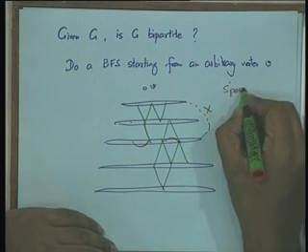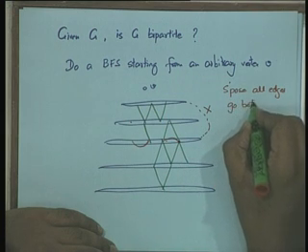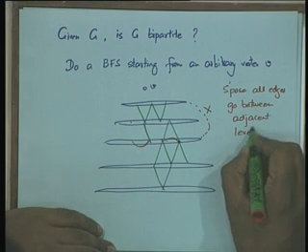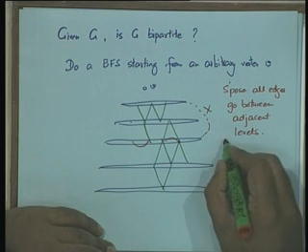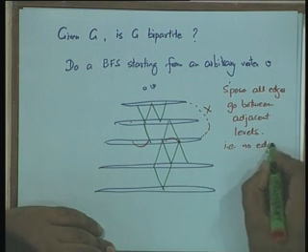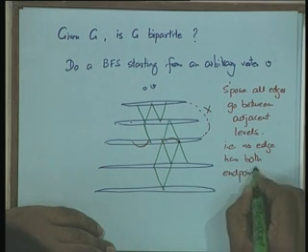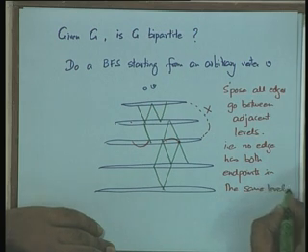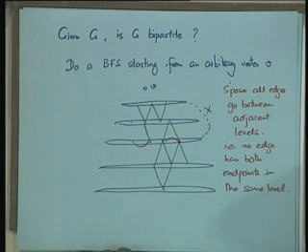Suppose all edges go between adjacent levels. हर एक एज बगल के लेवलों में जाती है, i.e. no edge has both endpoints in the same level. Suppose such was the case. What can you say? Right? This implies the graph is bipartite. Does everyone see why?